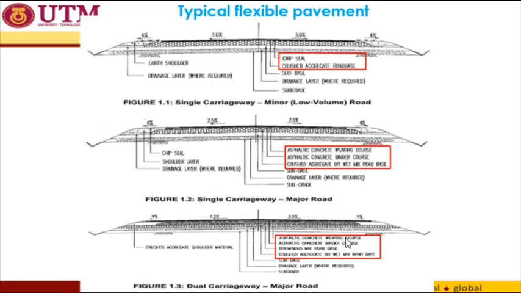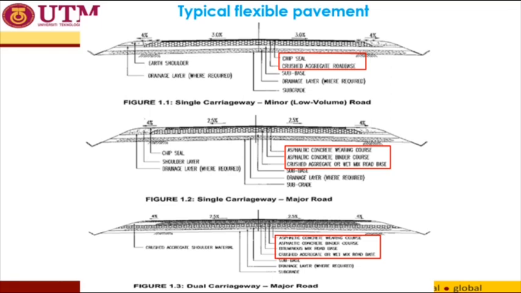And then the final figure shows the design of dual carriageway for a major road. So in here, we can see that the road base consists of two layers made of two different materials. One is the crushed aggregate, and another one is bituminous mixed road base, and then followed by the asphaltic concrete for binder course and wearing course.